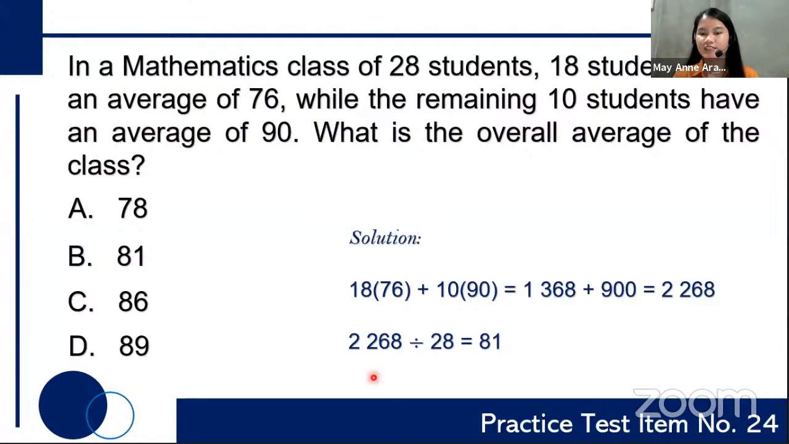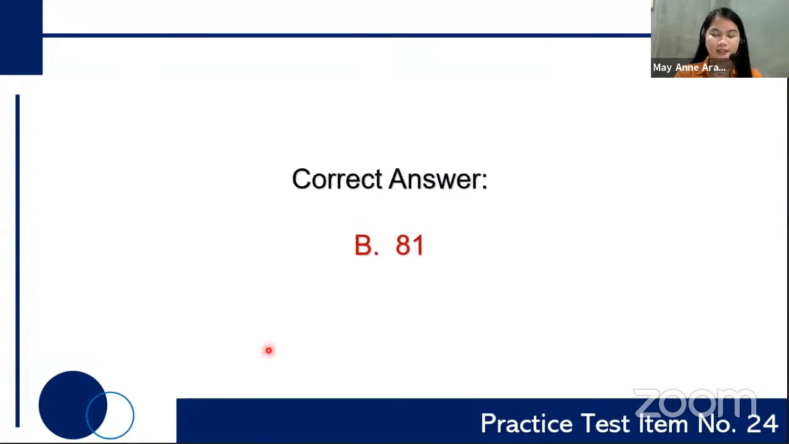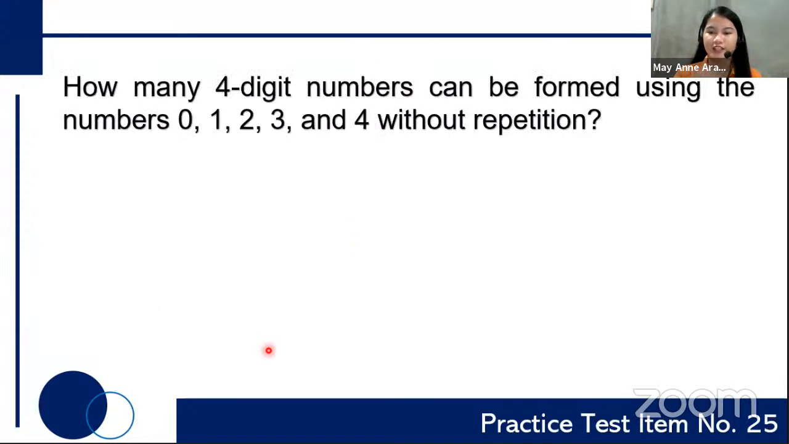So after that, saka nyo siya i-divide ng 28. No, hindi nyo pwedeng kunin yung average lang ng 76 and 90. So may iba yung answer. So the answer is 81. Yes, letter B. Okay, ito na tayo sa probability.